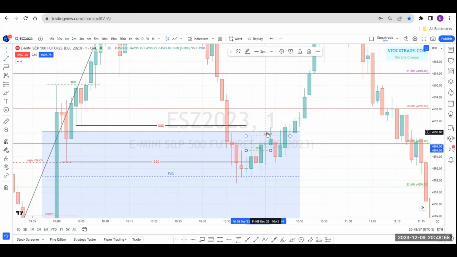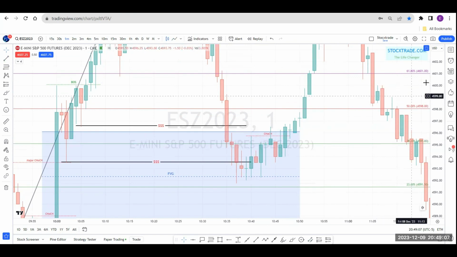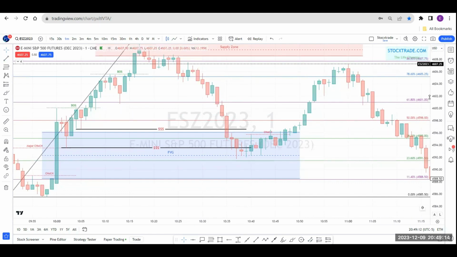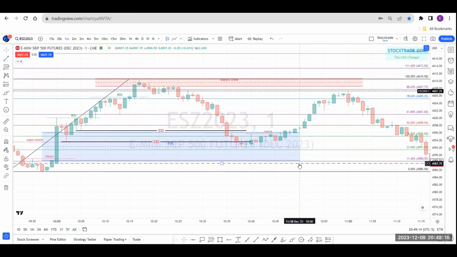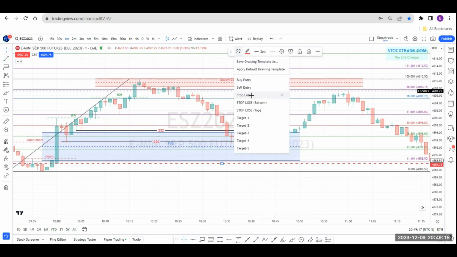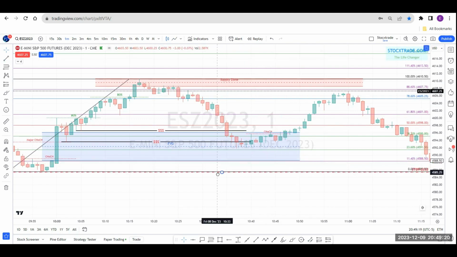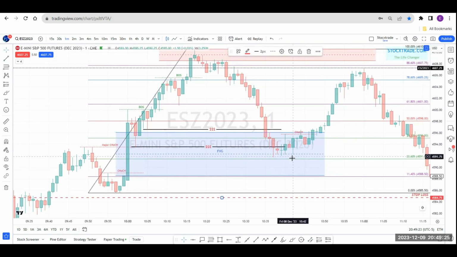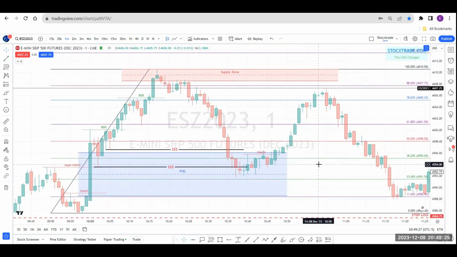But this position is really problematic. Because your change of character is here, your break of structure is here. So this is not valid. Okay, but you already got the entry in the fair value gap, in the discounted zone. Where is your stop loss? Below the fair value gap. Here should be your stop loss. Or below the structure. Okay, but in this case you have a very big stop loss, 91 to 84, almost 7 points.